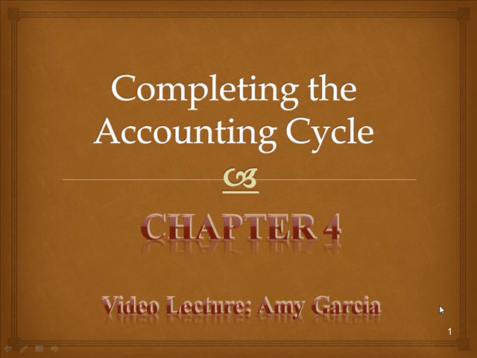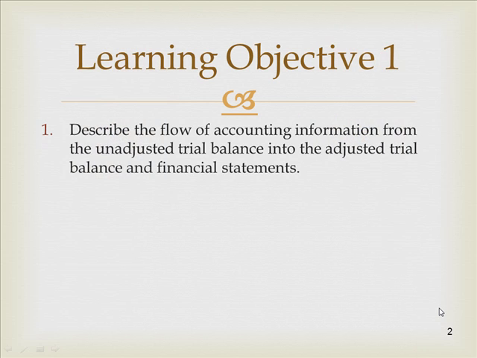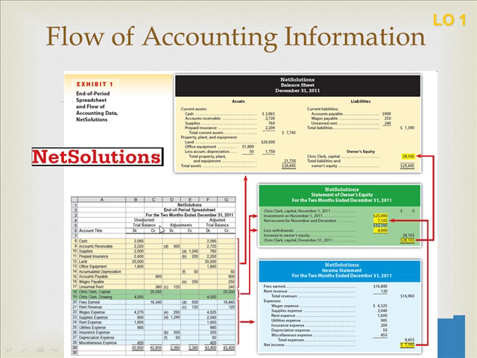Chapter 4, Completing the Accounting Cycle. We're going to describe the flow of accounting information from the unadjusted trial balance into the adjusted trial balance and financial statement. This right here is a flow of accounting information. You can also find this in your books.